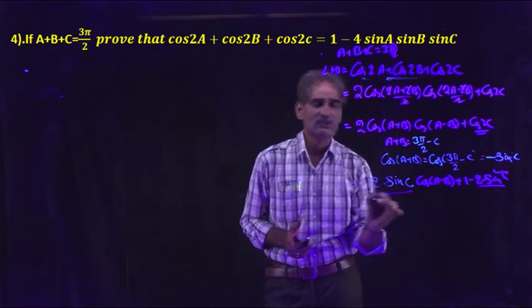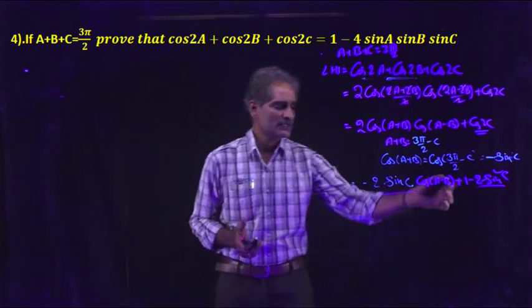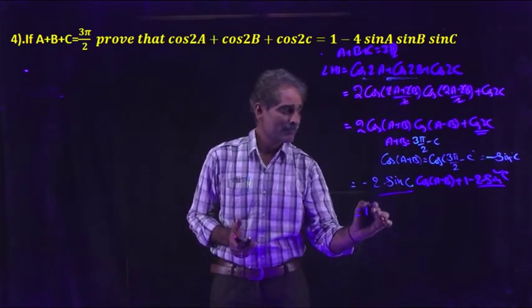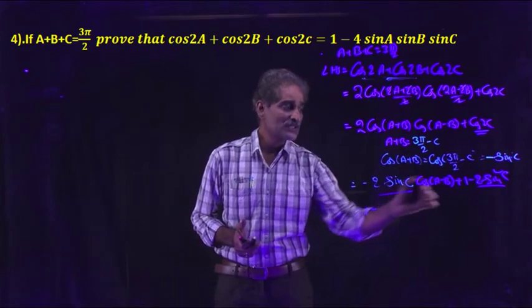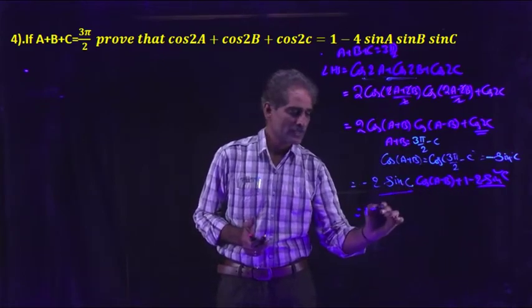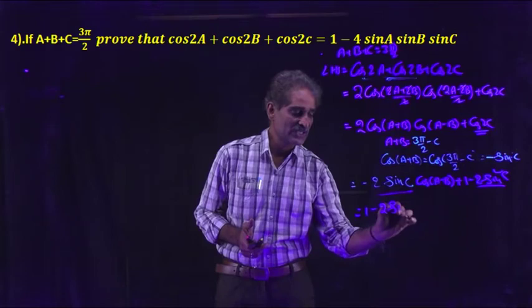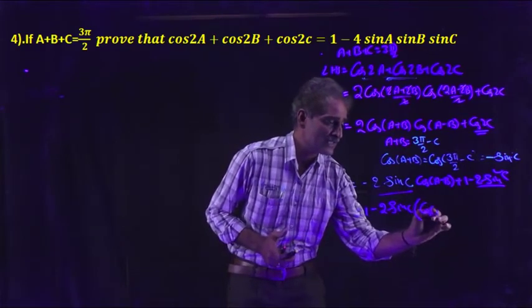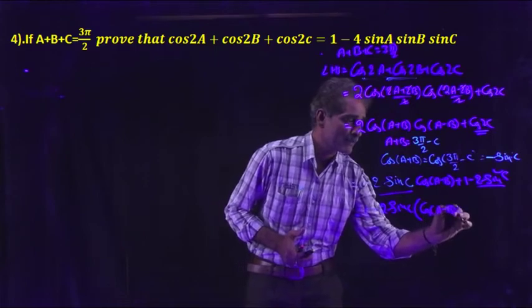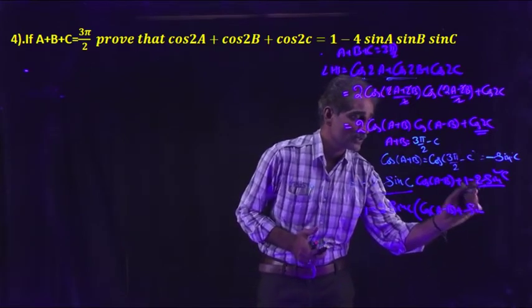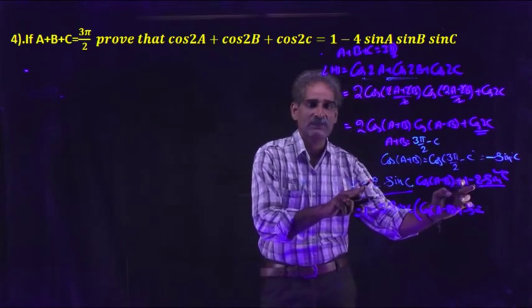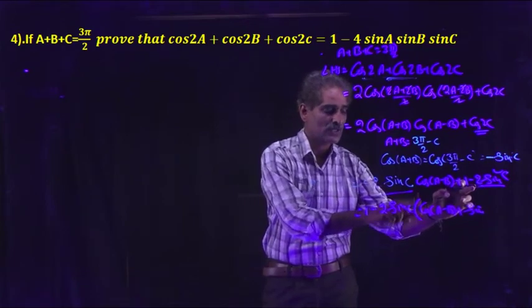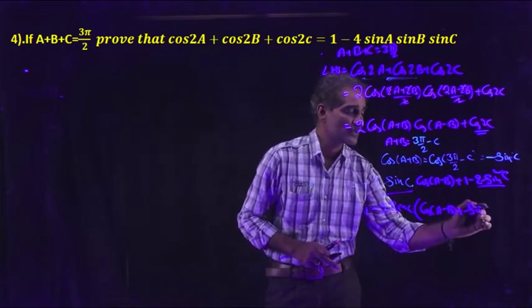So now take 2 sin c common. So here plus 1 is there. 1 minus, take minus 2 sin c common from these two. Okay, minus 2 sin c into cos(a−b) plus sin c. So we are taking minus 2 sin c common, so here also you will get a positive term, and here also we get a positive term, sin c.